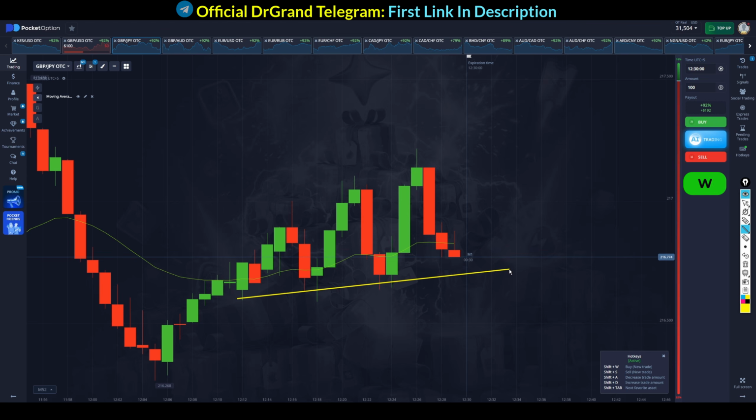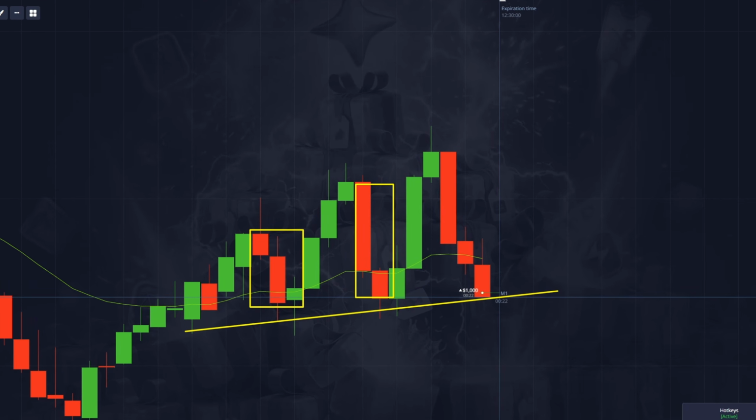We do have a common point of rejection on this pair. We do have a market sequence. It would be very nice. Let's go. I took my first entry. Let's go. This is a beautiful trade. This is a beautiful trade. I'll tell you why.